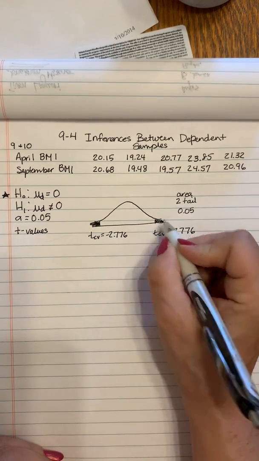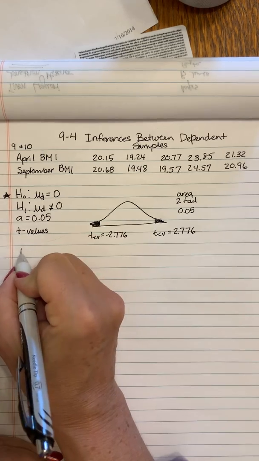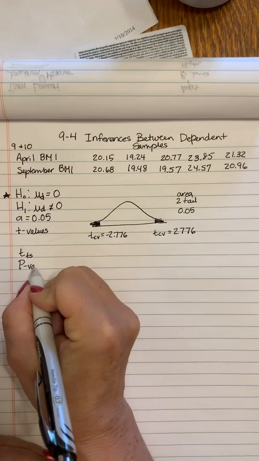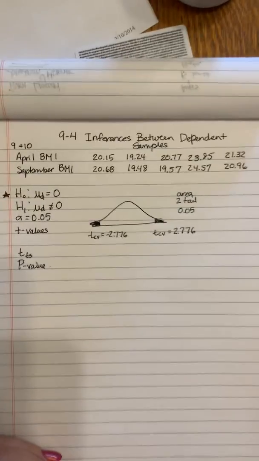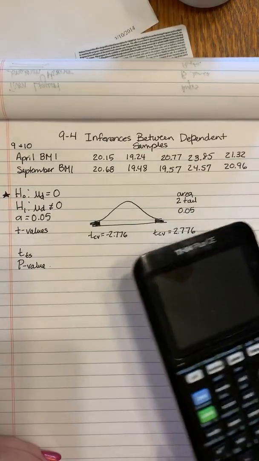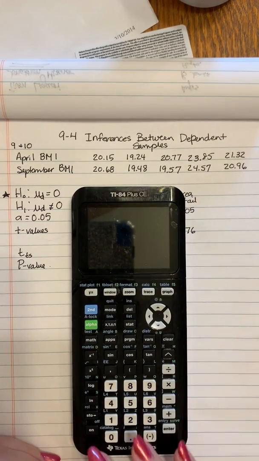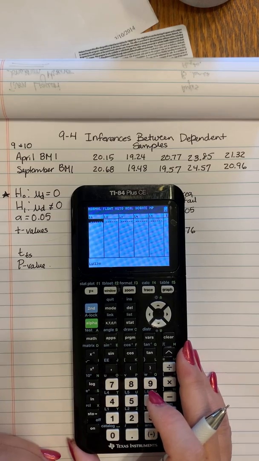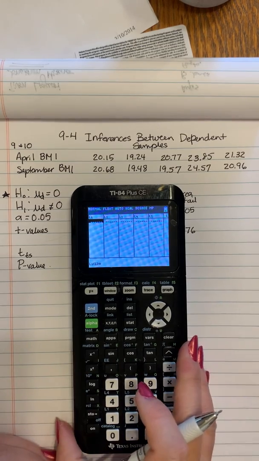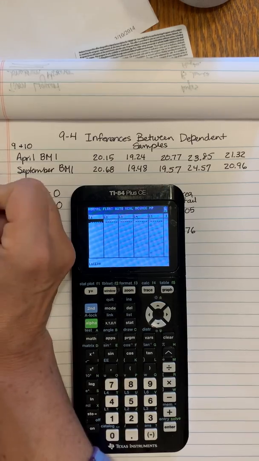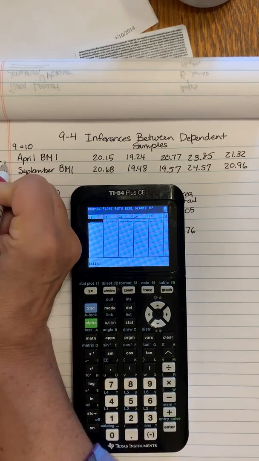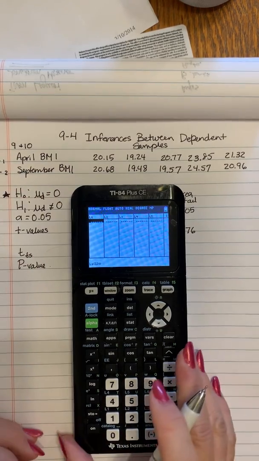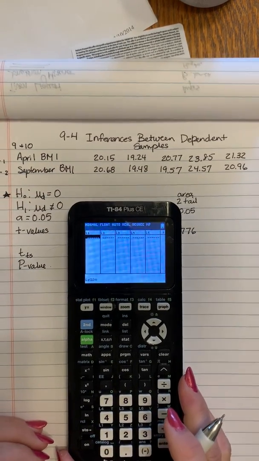Now what we have to do is find the t-test statistic, and we need to find the p-value. Now here's where it's a little bit different. So what I have to do is turn my calculator on. I don't know if you can see that. But what I'm going to do is put the April values in L1, and I'm going to put the September values in L2. So I'm going to download those values.